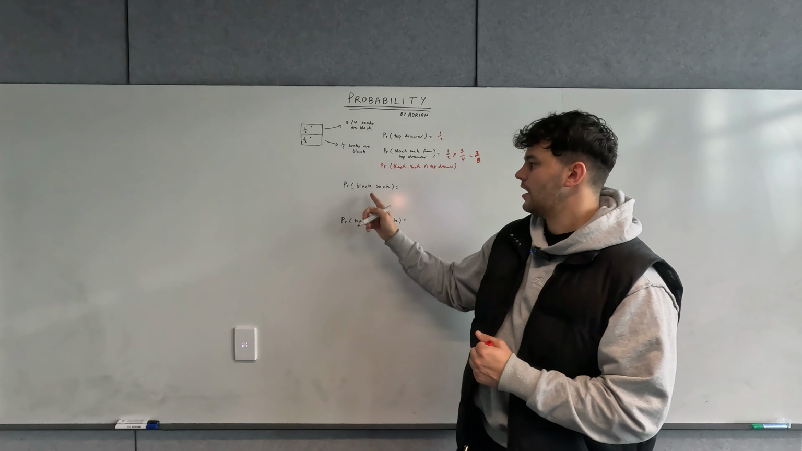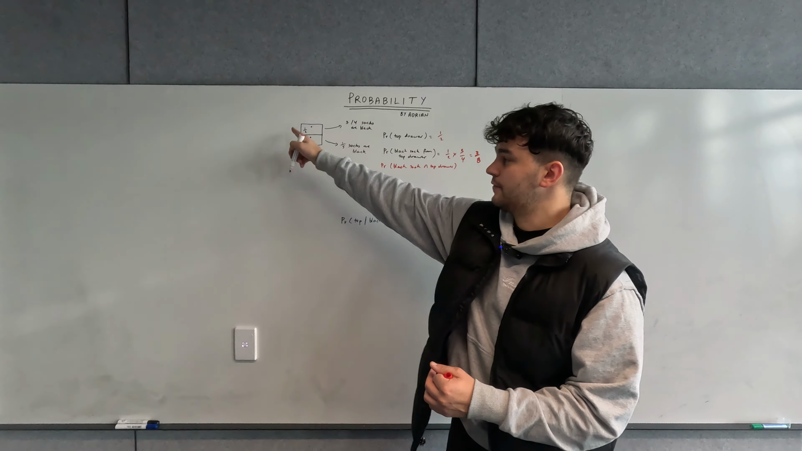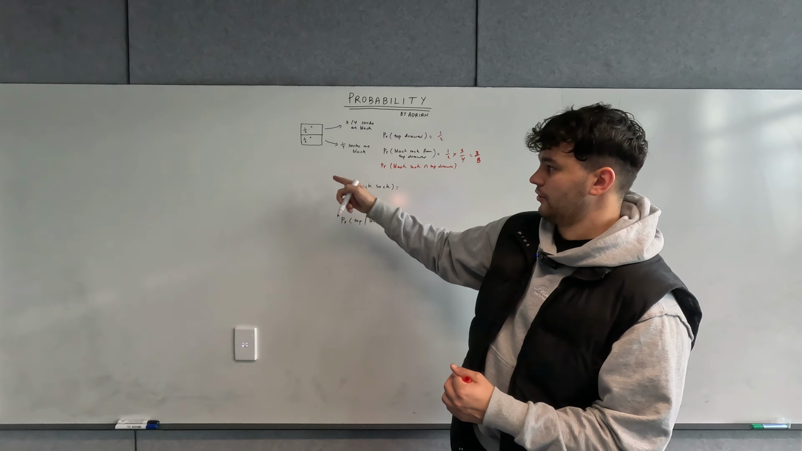Cool. Now, what's the probability of choosing a black sock in general? This is a bit more broad because it's not focusing on the top drawer. It's implying that you can choose a black sock from either the top or the bottom drawer. Now what we should do is think about the different combinations of choosing black socks. We can either choose a black sock from the top drawer or a black sock from the bottom drawer.